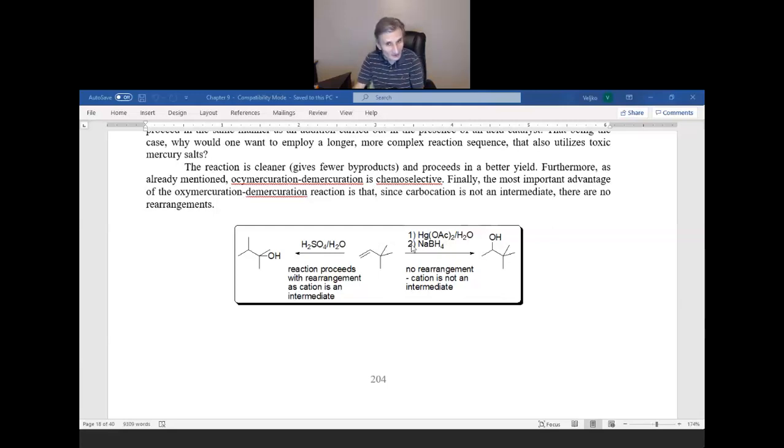If you omitted numbers 1 and 2, this would be wrong, because that would indicate that we mix all of this together: mercuric acetate, water, and sodium borohydride. They would react with each other and nothing would happen to the alkene. So 1 means first reaction, 2 means second reaction. And sometimes we have 3, 4, and so on. So this is very important that you don't omit these numbers.